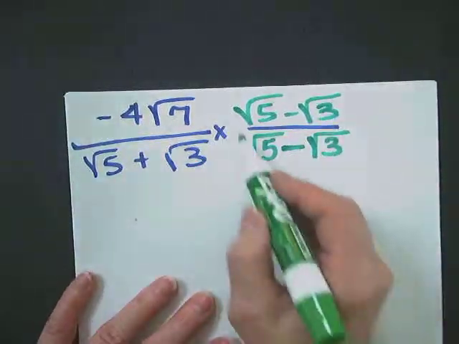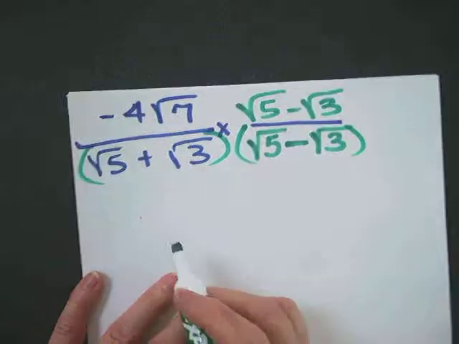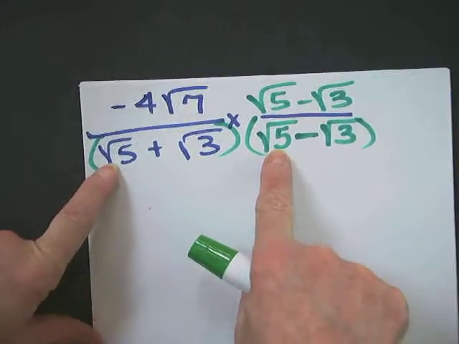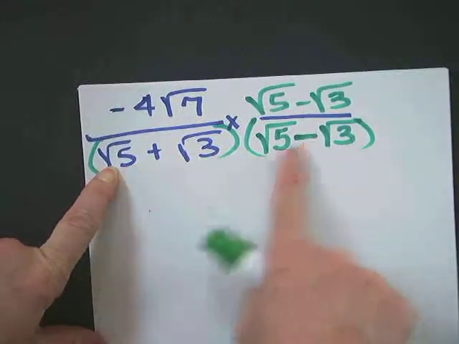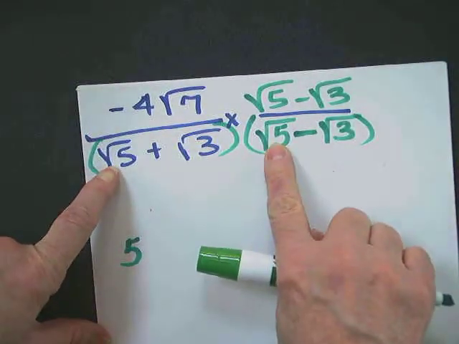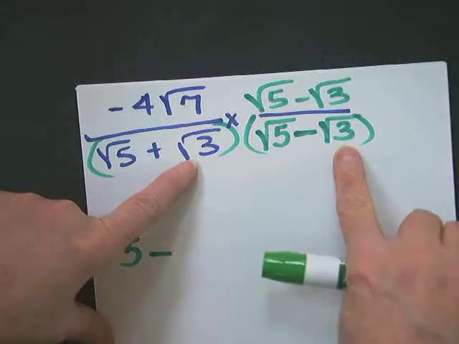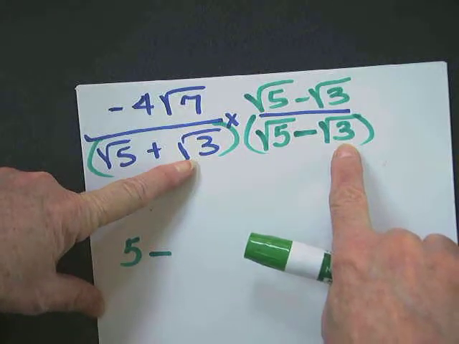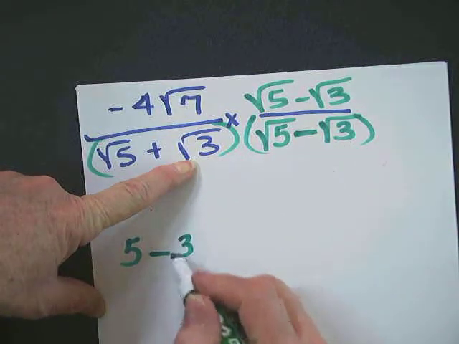Okay, let's do one with the square root in the top. Negative 4 square root of 7 over square root of 5 plus square root of 3. What's the conjugate?